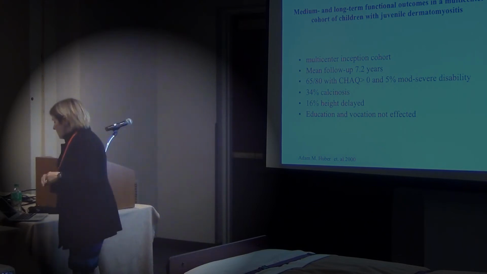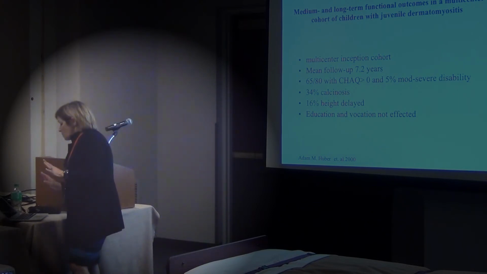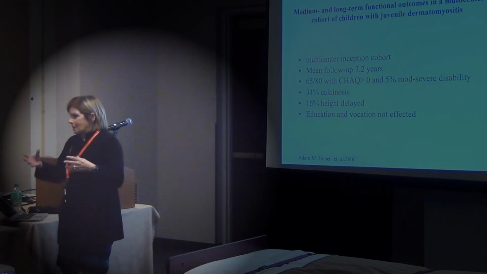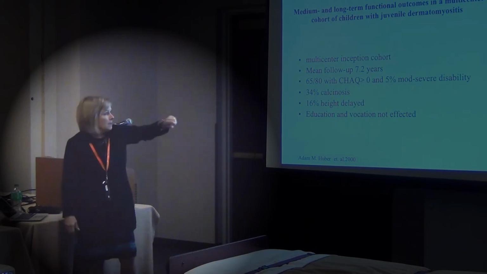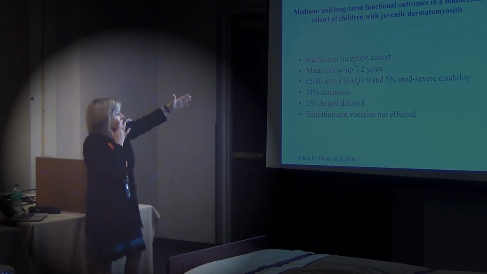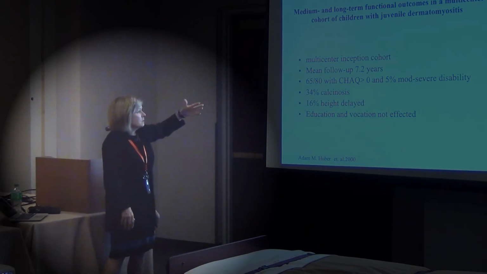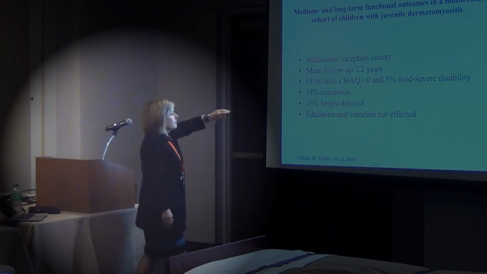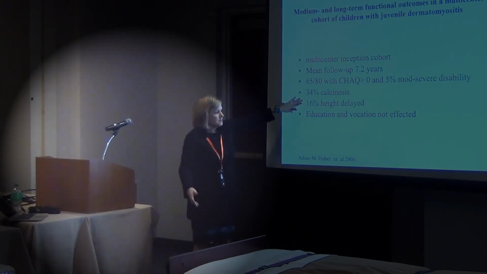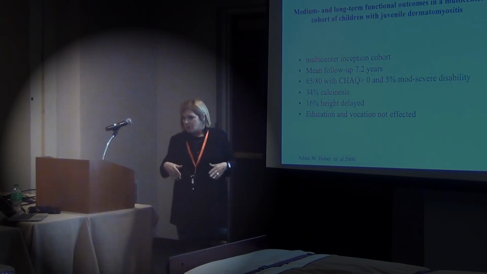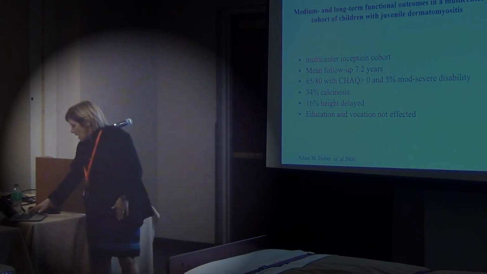They really do. I just want to show a couple slides on outcome. Some studies have looked at patients that started as juvenile myositis, and they looked at them many years later. This is one study by Adam Huber, which showed that when they looked later, still about a third of kids had calcinosis, about 16% weren't as tall as they would have been. And what they found, though, is education and vocation and stuff like that didn't change.